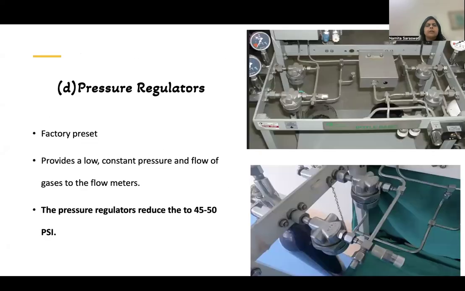Okay. Now moving on to the pressure regulators. These are the pressure regulators. These are factory preset, and they convert the variable high pressure into constant low pressure. The pressure regulator reduces the cylinder pressure, like 2000 and 760 psi, as we have discussed, that of oxygen and nitrous, to 45 to 50 psi.